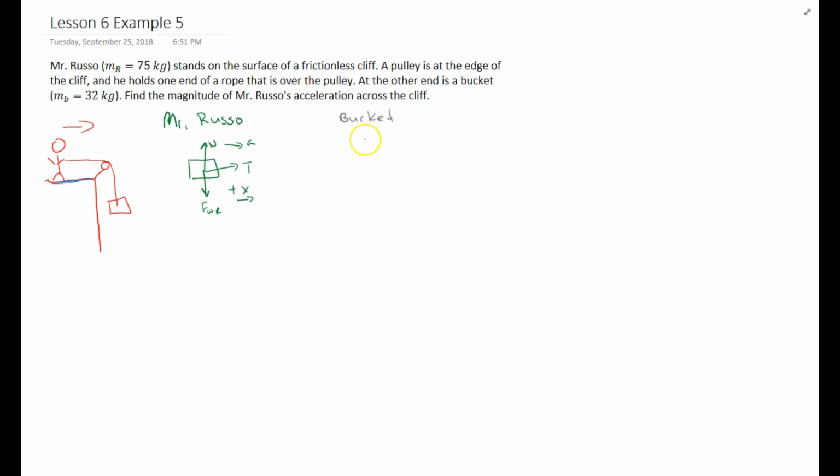All right. With the bucket, we get a little bit more simplified diagram because there's not much going on with the bucket. The bucket is on Earth. It has weight, force of weight of the bucket, and it's also being supported by the rope. All right, so it has tension upwards. My bucket is accelerating downwards, and we're going to go ahead and keep to convention and say that up is positive.